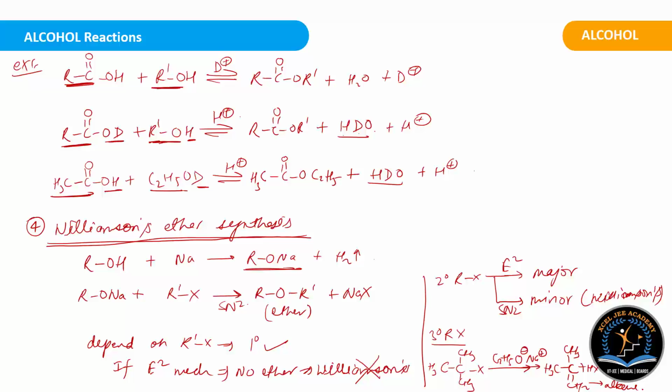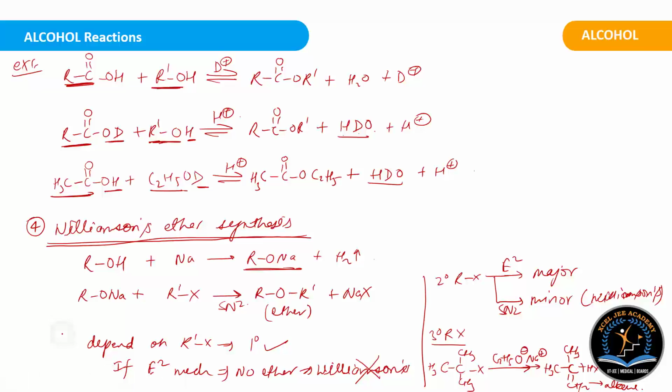Okay, so you should remember this one, that when is E2 and when is SN2. This one we have also covered in the chapter which is alkyl halide. Okay, so these are the reactions which are due to this hydrogen which is present in the alcohol, that is the acidic nature of this hydrogen.